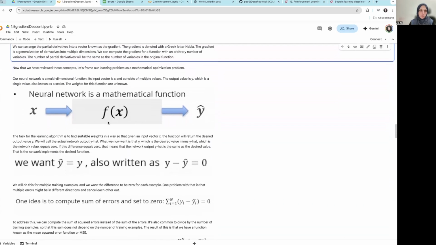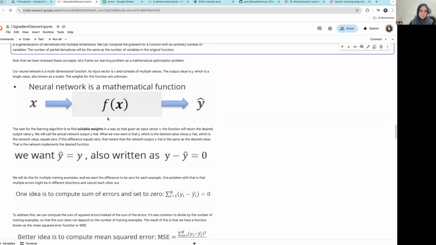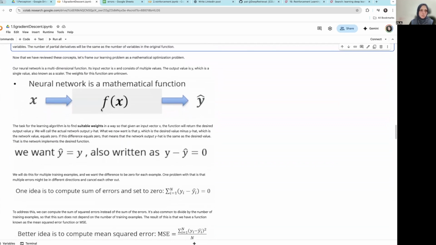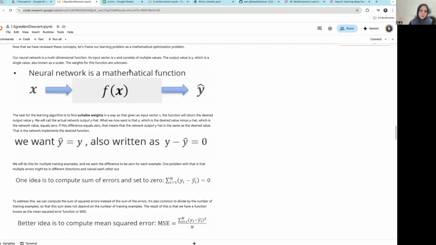Now that we have reviewed the concepts, let's frame our learning problem as a mathematical optimization problem. Our neural network is a multi-dimensional function. Its input vector is x and consists of multiple values, x0, x1, x2, whatever our features are. So this is the input. The output value is y, which is a single value, also known as a scalar. The weights for this function are unknown. For example, here, we don't know the weights. We always want to calculate the weights. So the weights are unknown.